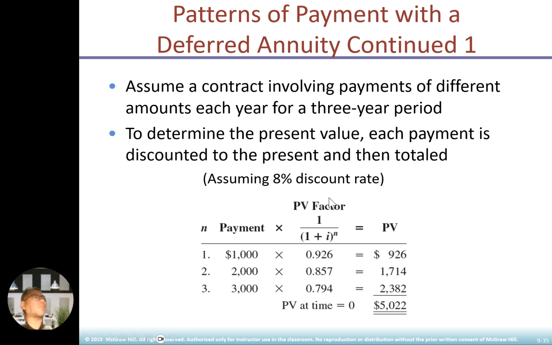For example, these are the present value interest factors given to you by the table. Year 1, 1,000 times 0.926 becomes 926 present value. Year 2, 2,000 times 0.857 becomes 1,714. Year 3, 3,000 times 0.794 becomes 2,382, totaling 5,022.